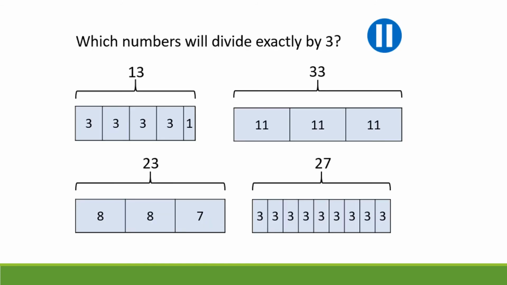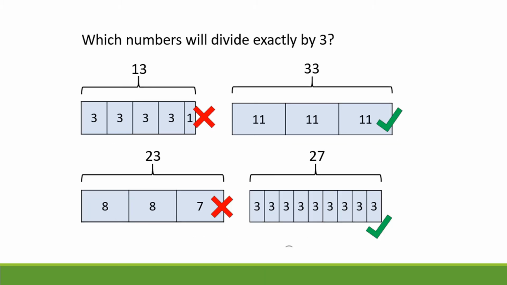Pause the video here to have a think about this question. Which numbers will divide exactly by 3? Have a look at those bar models and see which ones are going to divide exactly by 3. Let's take a look. If we remember from our last lesson, when counting on in threes, we started with 3, 6, 9, 12, 15. And our first one is 13, so that does not divide exactly by 3.